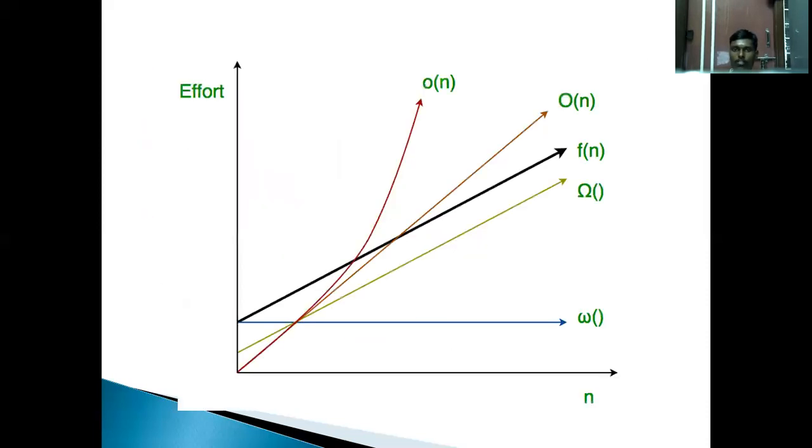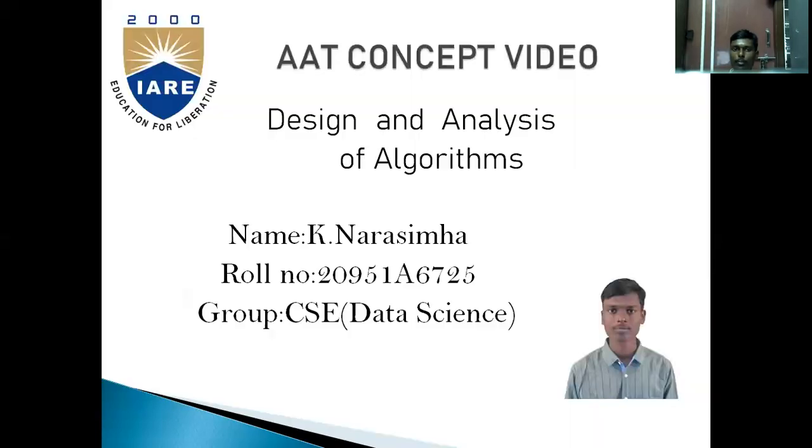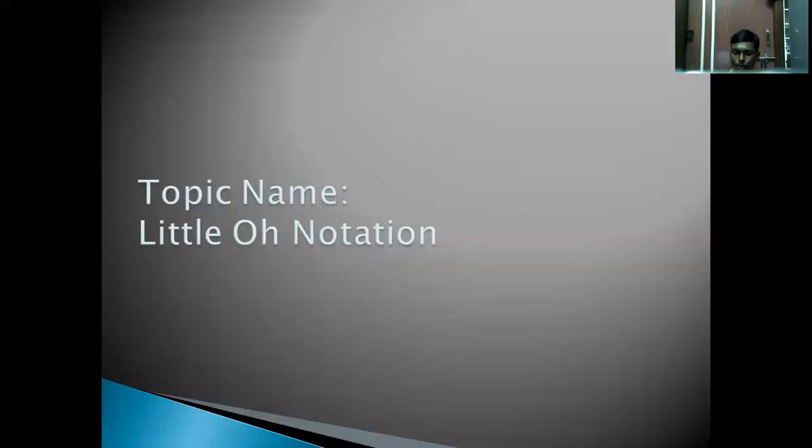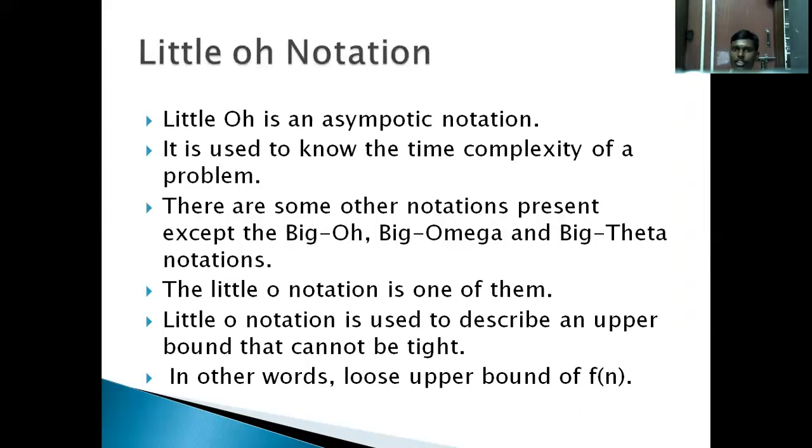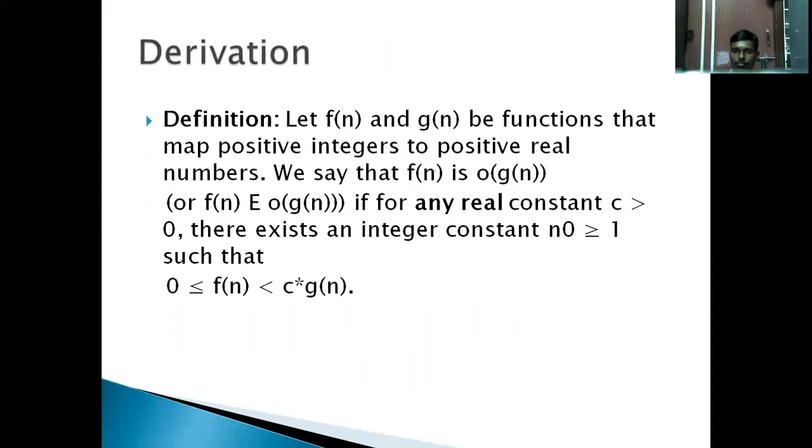So once again, recall all the information. Little o notation is an asymptotic notation. It tells about the time complexity of a problem. There are some other notations such as big O notation, big omega notation, big theta notation, etc. The little o notation is one of them. Little o notation is used to describe an upper bound that cannot be tight, in other words, a loose upper bound of f of n.